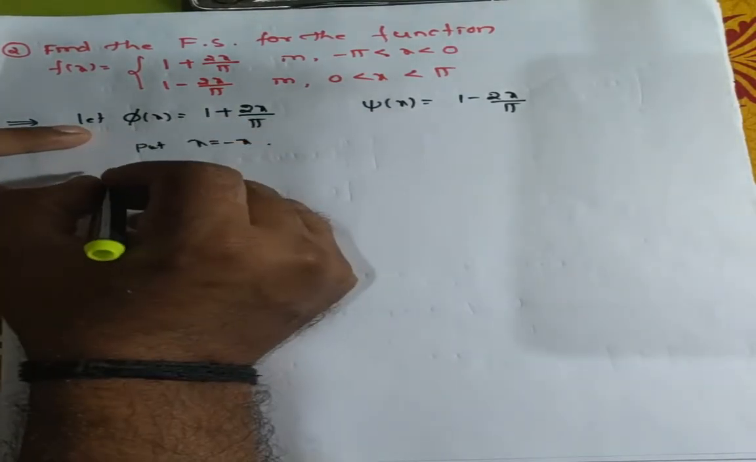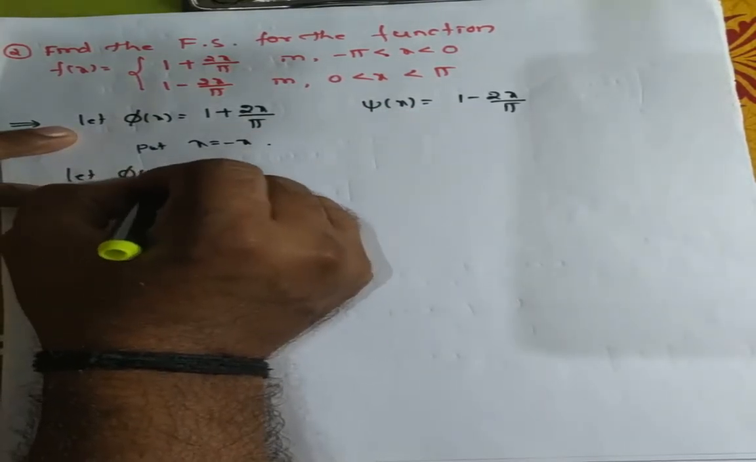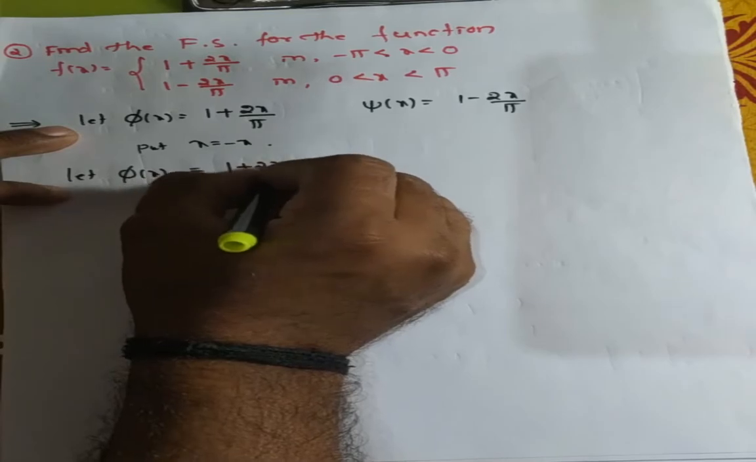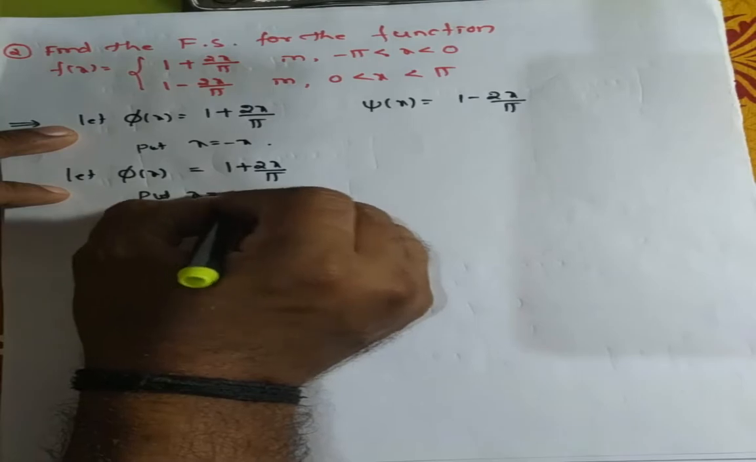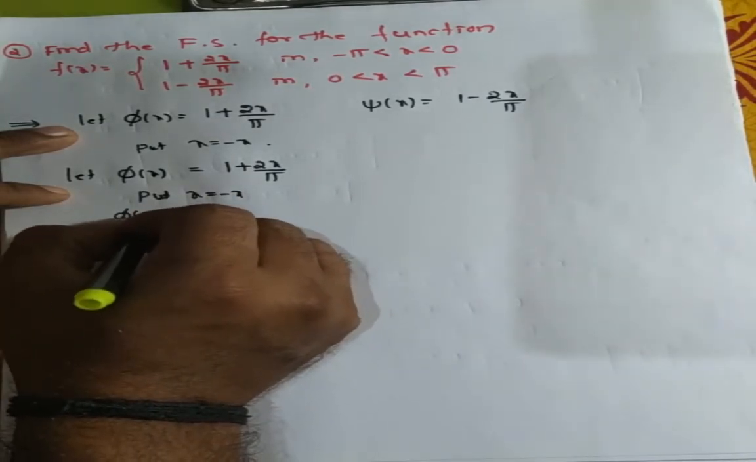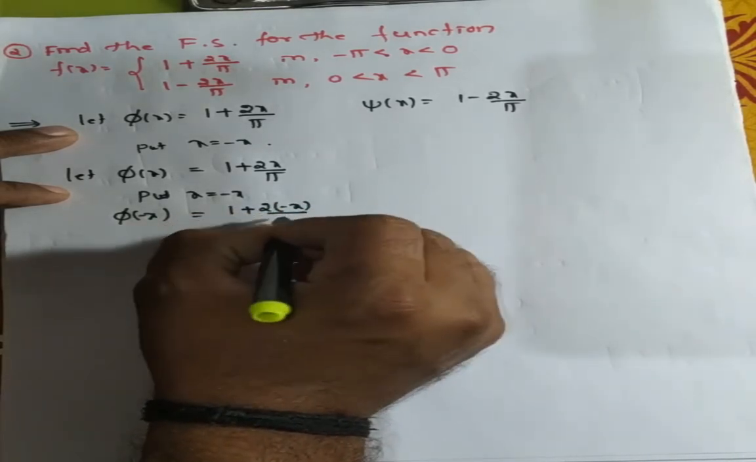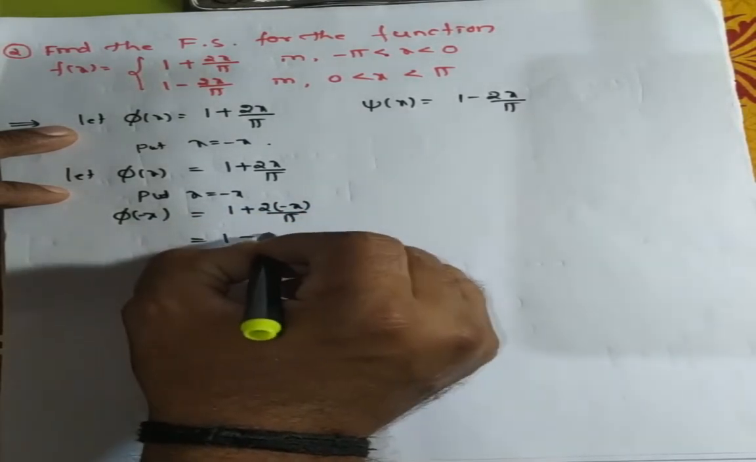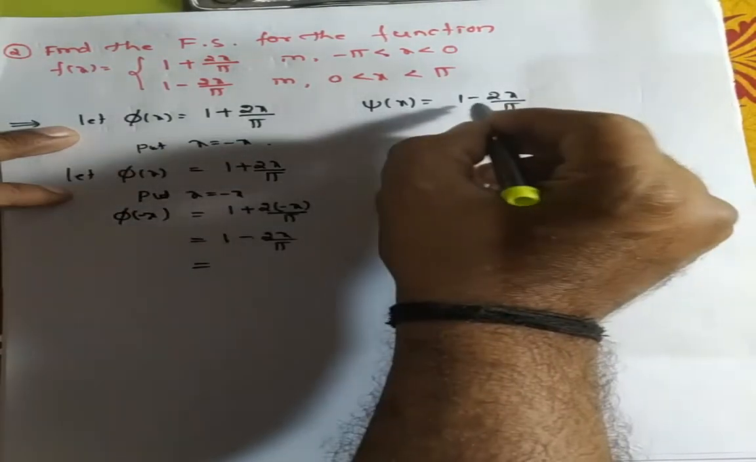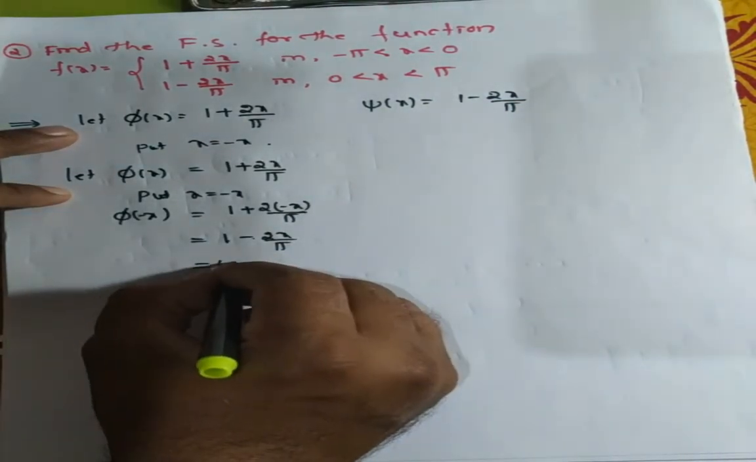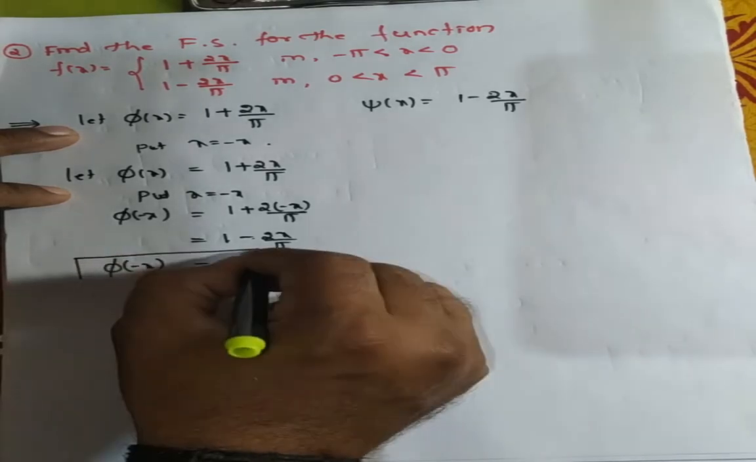Since it is a double function, you have to take any one of these two functions. So let us start with phi of x is equal to 1 plus 2x divided by pi. Now in this put x is equal to minus x. So phi of minus x is equal to 1 plus 2 into minus x divided by pi. This can be written as 1 minus 2x divided by pi, which is nothing but psi of x. Therefore phi of minus x is equal to psi of x.